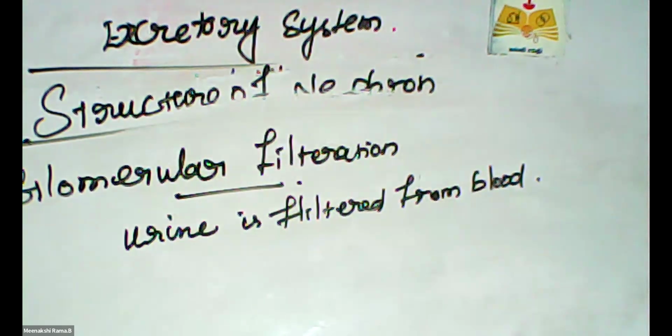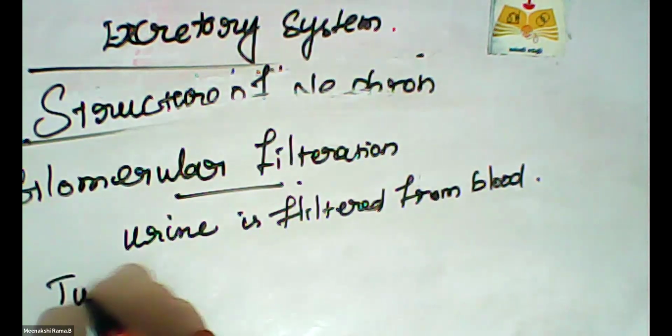What is glomerular filtration means? The urine formation starts with the filtration of blood, through the epithelial walls of the glomerulus and Bowman capsule. So this kind of filtrate is glomerular filtrate. Both essential and non-essential substances are filtered from the blood. So next one is tubular reabsorption.